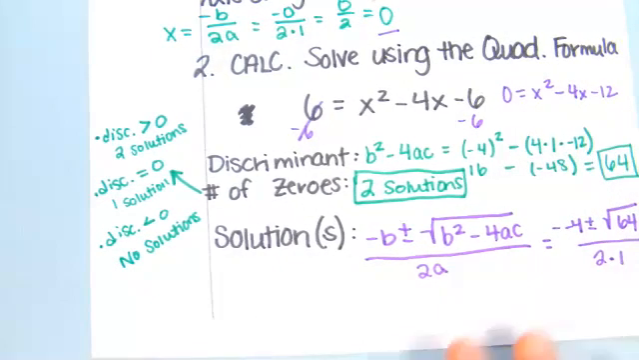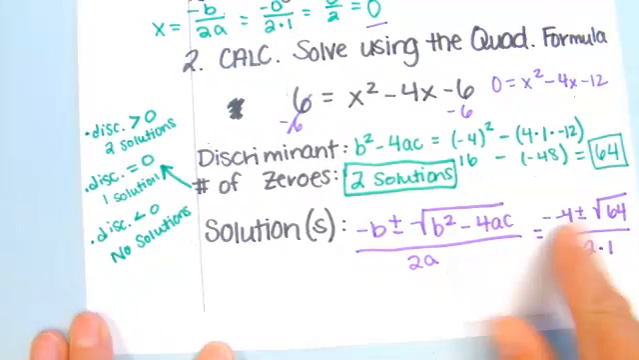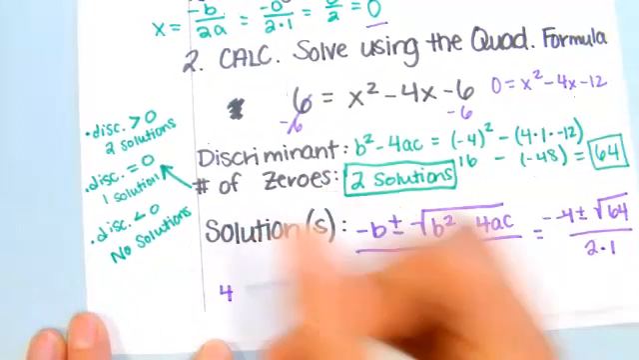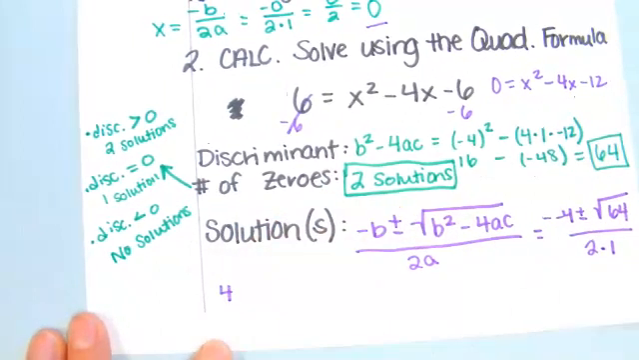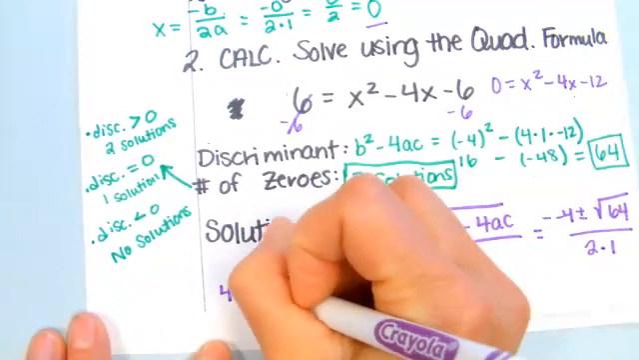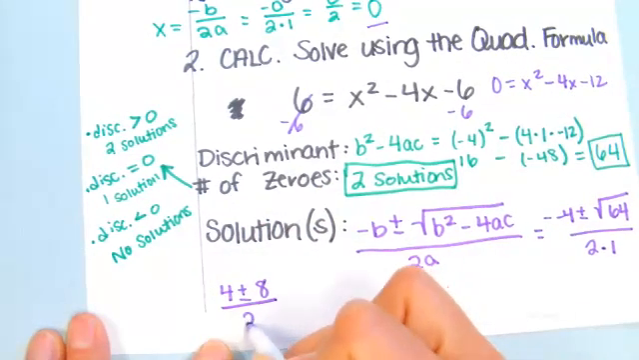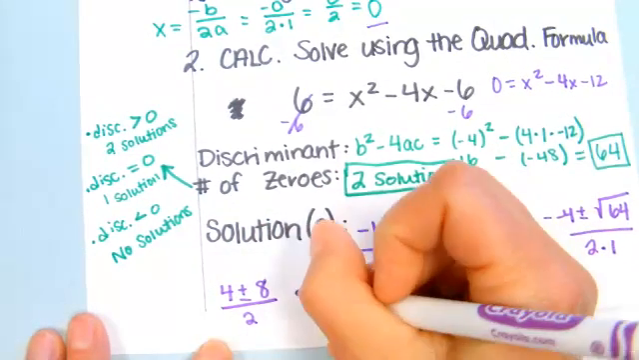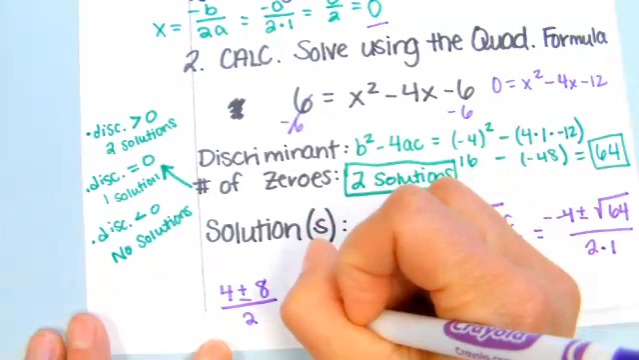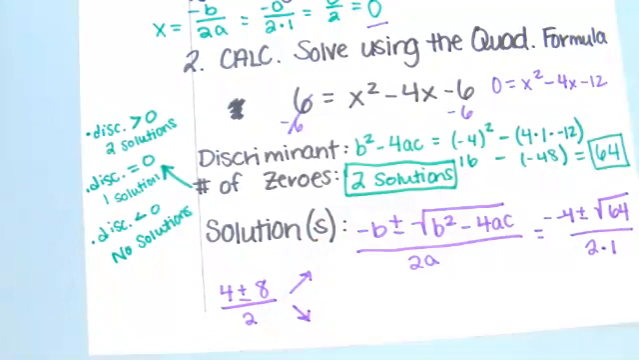Okay. So now, what's negative 4? 4. What's the square root of 64? 8. So plus or minus 8 all over 2, right? All right, let's split it up into our 2 solutions. How do I get the first solution? What do I do to get the first one?